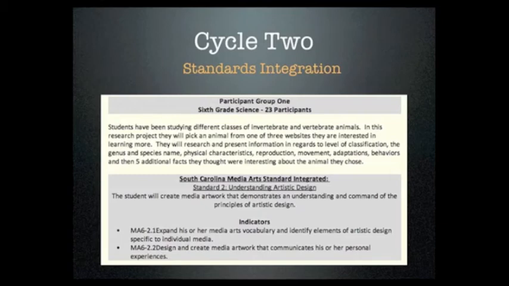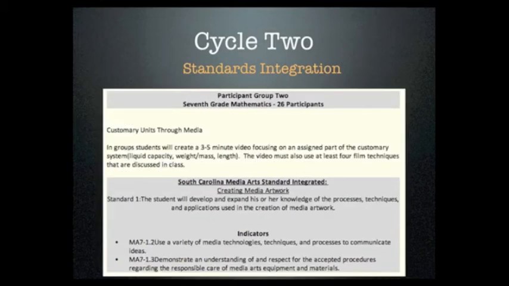So we move on to the math, and for this teacher, they chose to use customary units. To teach customary units, she actually turned it over to the students, and they were going to create a video, 3 to 5 minutes, and they would have to focus on a part of the system of customary units: liquid, weight, mass, length. And the video had to use at least 4 film techniques. So she's placing emphasis on the visual literacy just as much as the math content here.